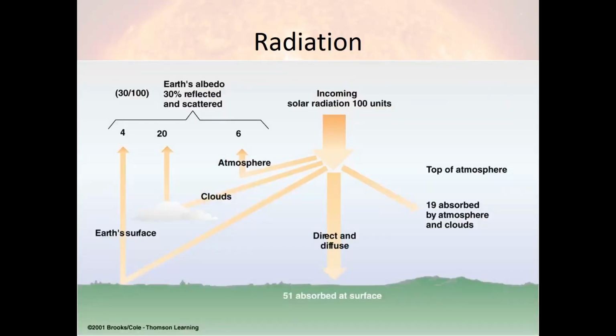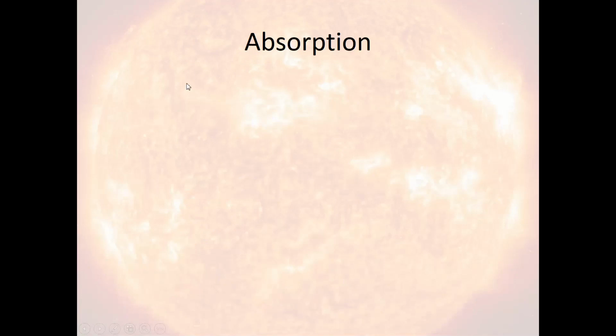Well, this just shows you the overall budget of what the Earth does with incoming radiation. 51% of it is absorbed by the ground, 19% is absorbed by the atmosphere, 4% is reflected by the ground, 20% reflected by clouds, and 6% scattered and reflected by the atmosphere. Again, we'll talk more about this 30% later. There's actually a fancy term I want you to know called albedo. But let's talk about absorption first.